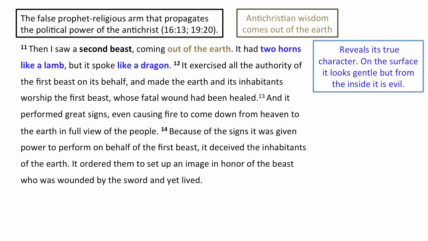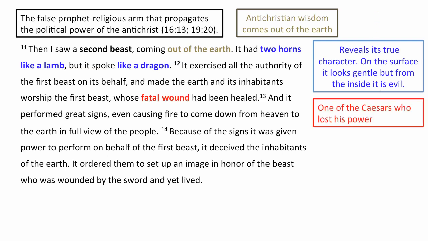Then we had two horns like a lamb, but it spoke like a dragon. It reveals its true character. On the surface, it looks gentle, but from the inside, it is actually evil. Just for interest's sake, we know that a lamb does not have horns in real life, but in this case, it is the symbol of power, because horns are the symbol of authority, of powers, like the other animal had 10 horns. So this one has less power than the previous beast. But it spoke like a dragon. From the inside, it is evil.